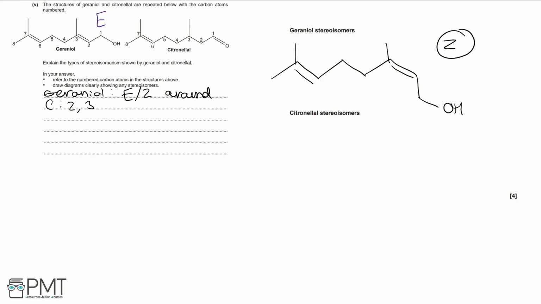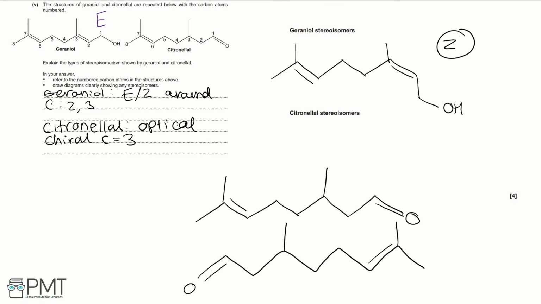Now we need to talk about the stereoisomers in citronellal. So now looking at the type of stereoisomerism present in citronellal, we have optical isomerism present in citronellal, and that is because we have a chiral carbon on carbon number 3. So we need to draw the 2 types of optical stereoisomers of citronellal.